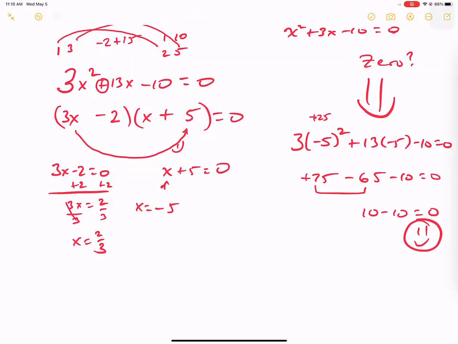Okay. And that's it. That's our skills for today. We're literally talking about the whole process that we're going to be working on the next couple of days. Factoring, solving quadratic equations using factoring. Right? Thank you.